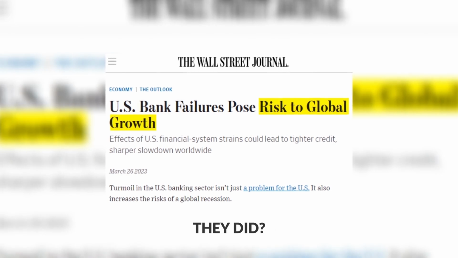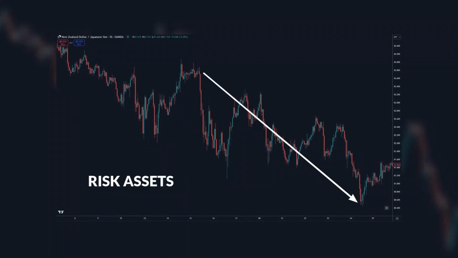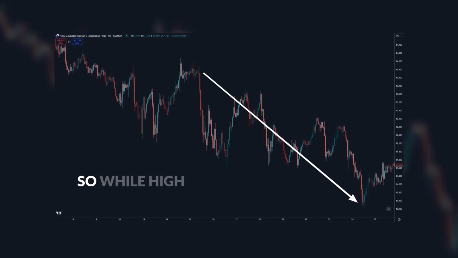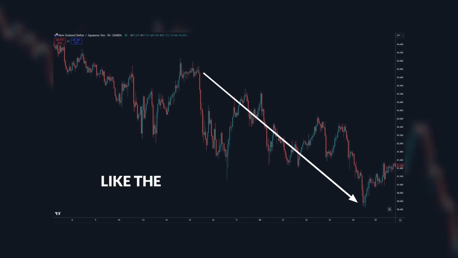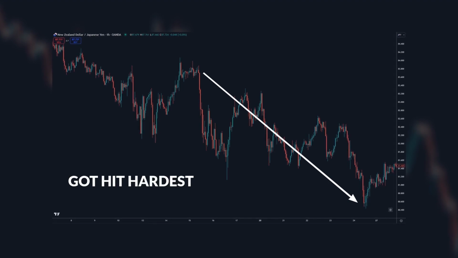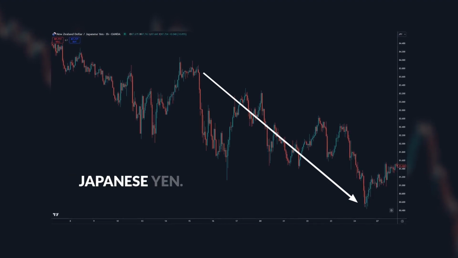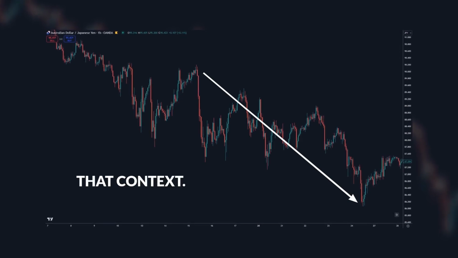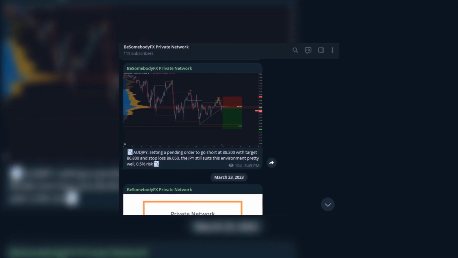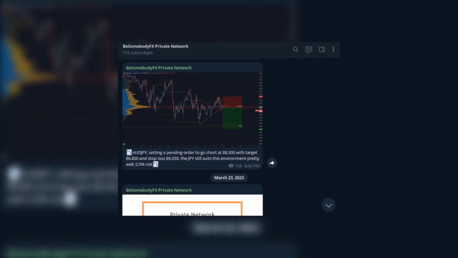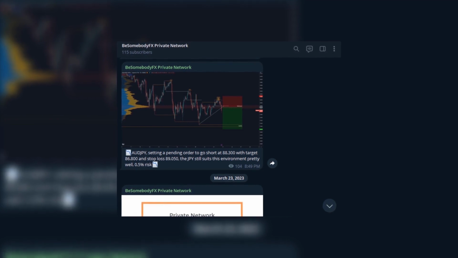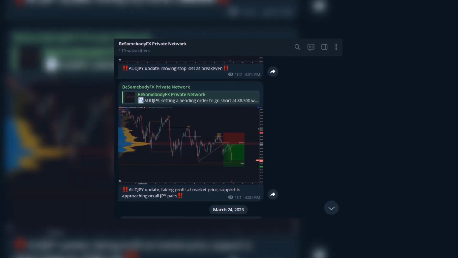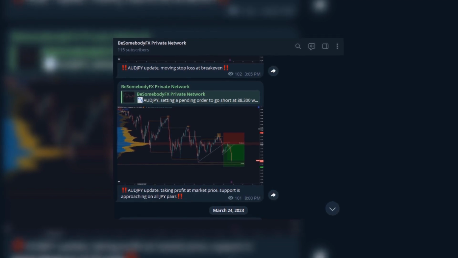So what they did, they rushed out of risk assets into safe havens like the Japanese yen and the Swiss franc. So while high beta currencies like the Australian dollar and New Zealand dollar got hit hardest, safe havens like the Japanese yen gained. Here's, for instance, AUD JPY in that context. Here's, for instance, a short that we took on AUD JPY in that context, all because of this risk-off. So in this type of risk-off environment, you dump high beta currencies and you pile into safe havens.